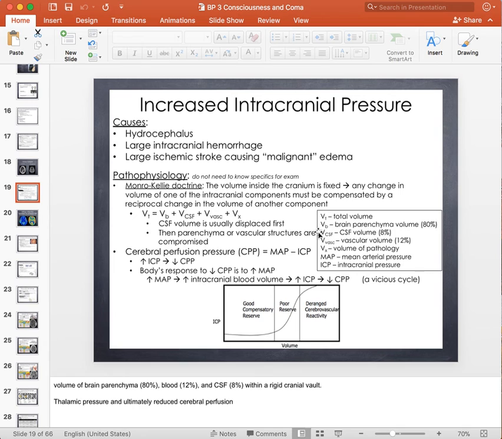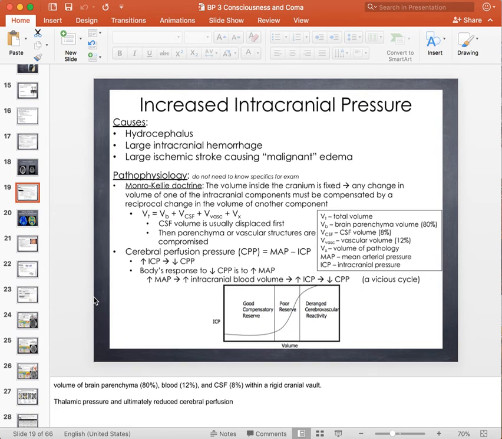So initially, it comes from the CSF volume. Our ventricles don't really need to be that big, so we've got a little bit of wiggle room there. But once the CSF volume has been depleted, then the vascular structures start to be compressed. And as the blood vessels are compressed, of course, that leads to less blood flow to the brain and less cerebral perfusion pressure.